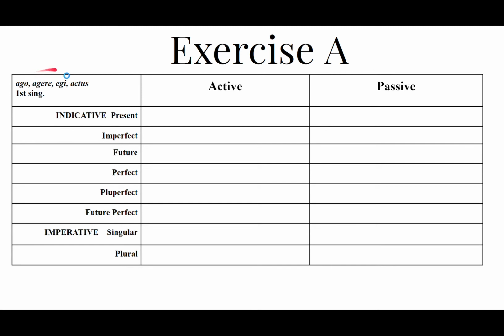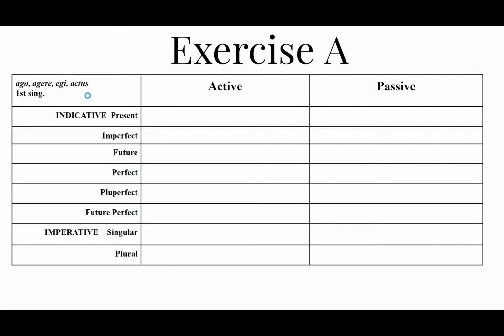The perfect stem is the same as first and second conjugation. In fact, across all conjugations, it's the same. Third principal part, chop off the letter I, the E. So the perfect stem for this verb is eg. And then the supine stem is found the exact same way for every verb. Chop the us off of the fourth principal part, and you get the supine stem act, A-C-T. It's like the English verb act. In fact, this verb means to do, to drive, or to act.